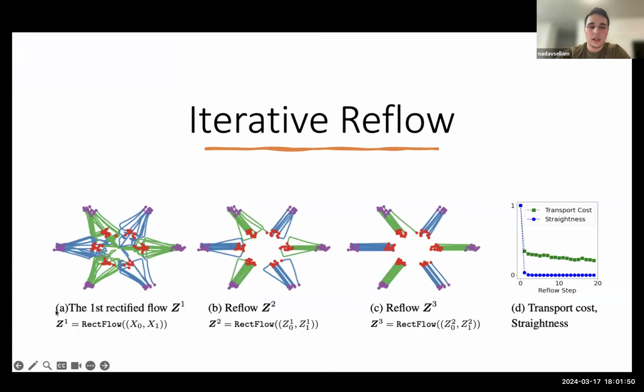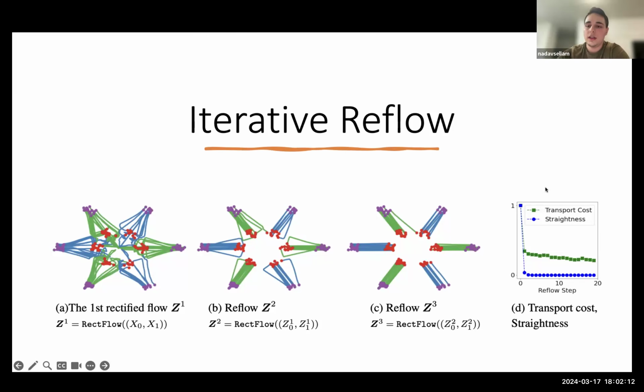So here we just train the rectified flow algorithm on a random coupling, and we see that because it is a very simple problem, it does find a transport plan, but it is far from having a low cost or far from straight. After reflowing and retraining the model, we can see that the flow is significantly straighter and the transport cost is significantly lower.